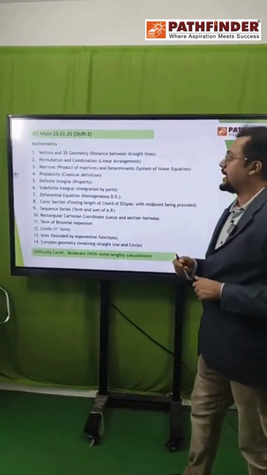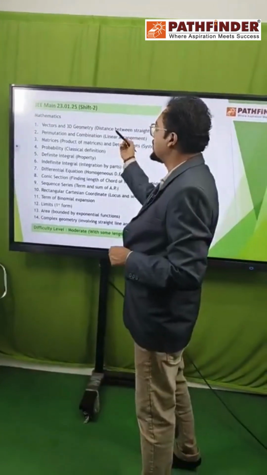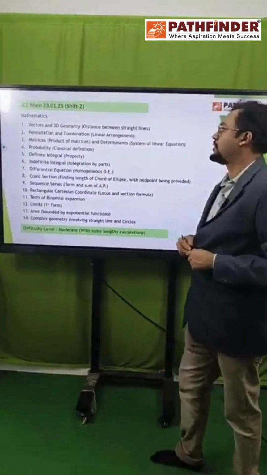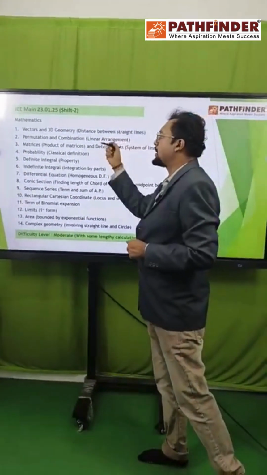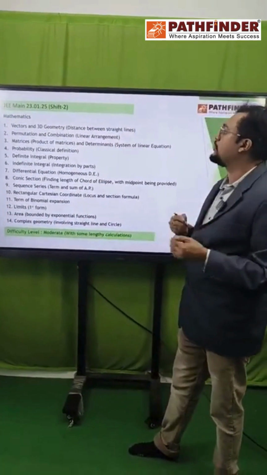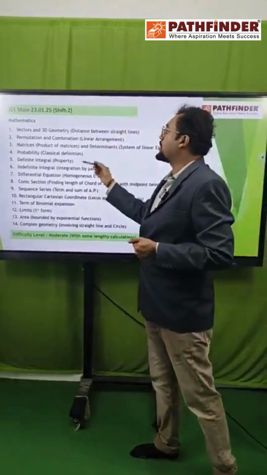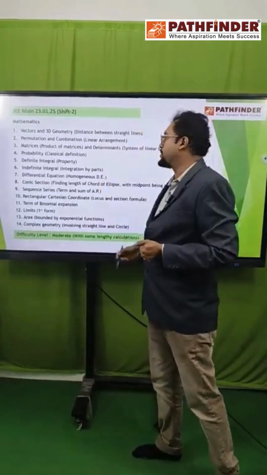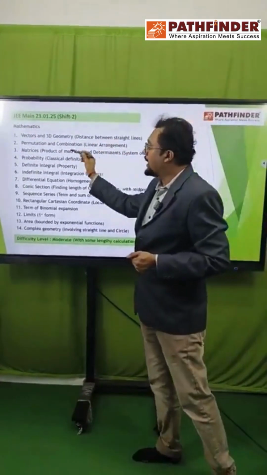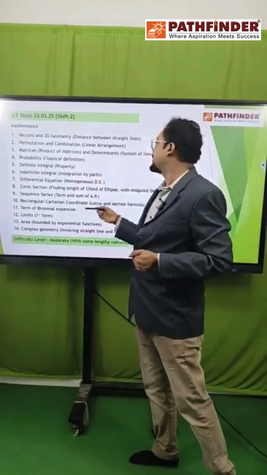Proceeding, this is the second day, 23rd. This is the shift 2 paper that we have got. And as the students reported, from vector and 3D geometry, again a question on distance between straight lines was there, permutation and combination again had a linear arrangement question, and in matrices, product of matrices.